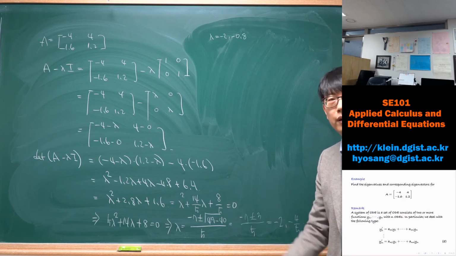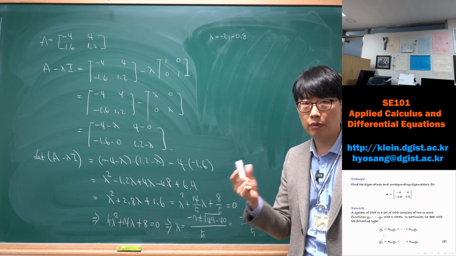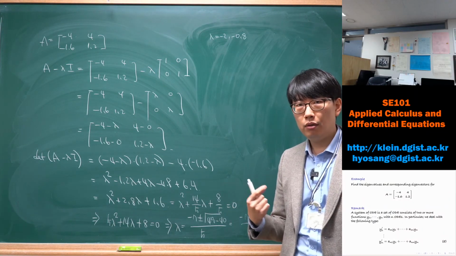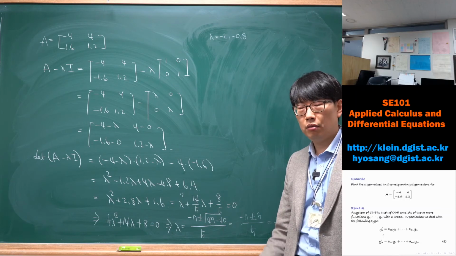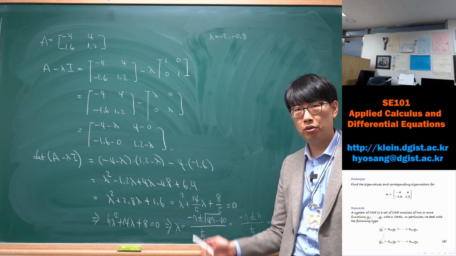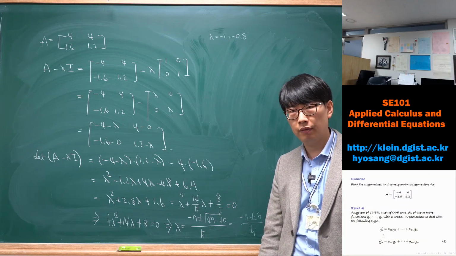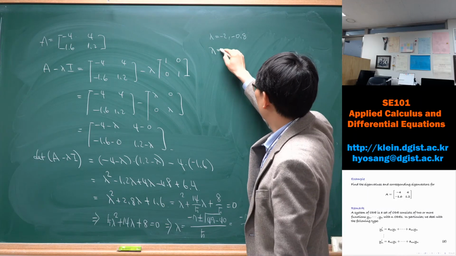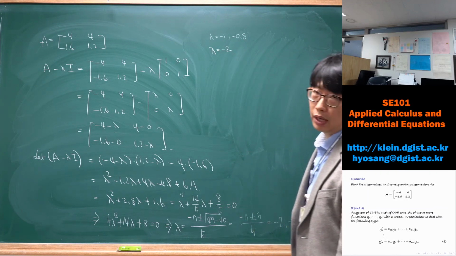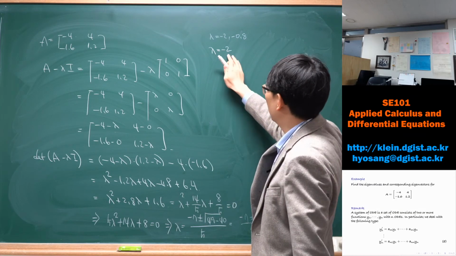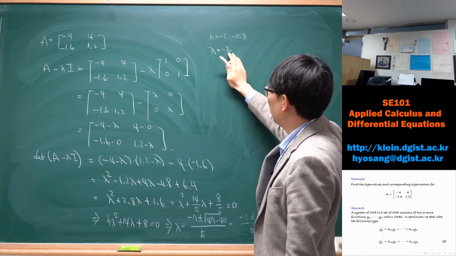When you're finding an eigenvalue, you don't have to worry about whether your calculation is correct or not, because you will know whether your lambda is correct when you find the eigenvectors of each eigenvalue. So let's suppose that I want to find the eigenvector associated to the eigenvalue minus 2. Okay.